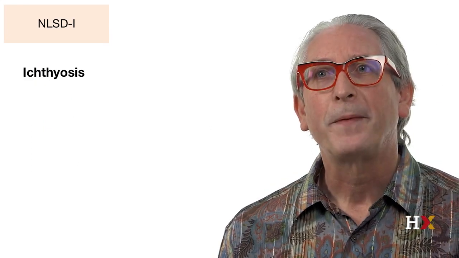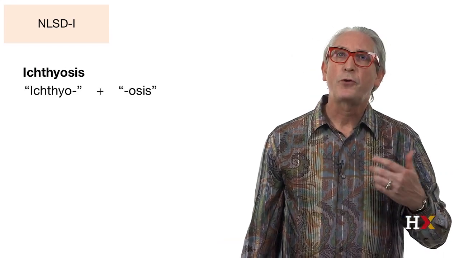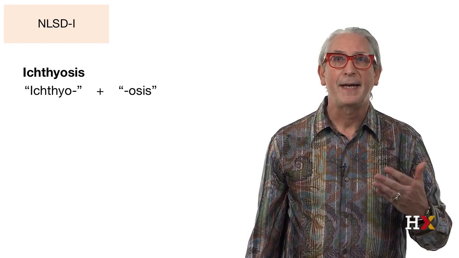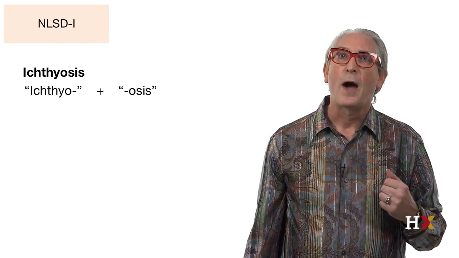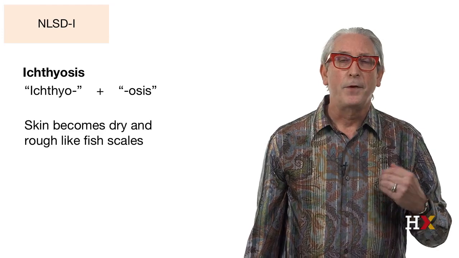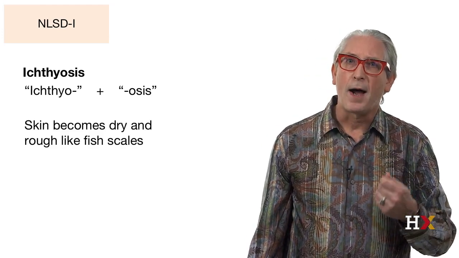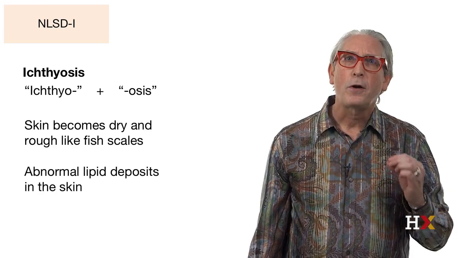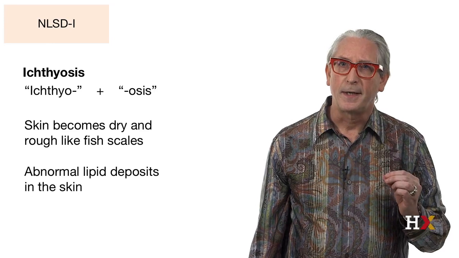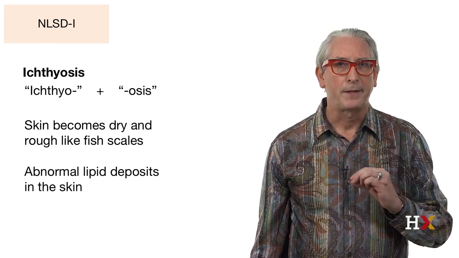So what is ichthyosis? This word comes from two Greek roots, ichthyo meaning having to do with fish, and osis that means pathology or abnormal condition. The name reflects the aspect of the patient's skin, dry and rough like fish scales. Upon closer inspection of the patient's skin, scientists found an abundance of lipid deposits.